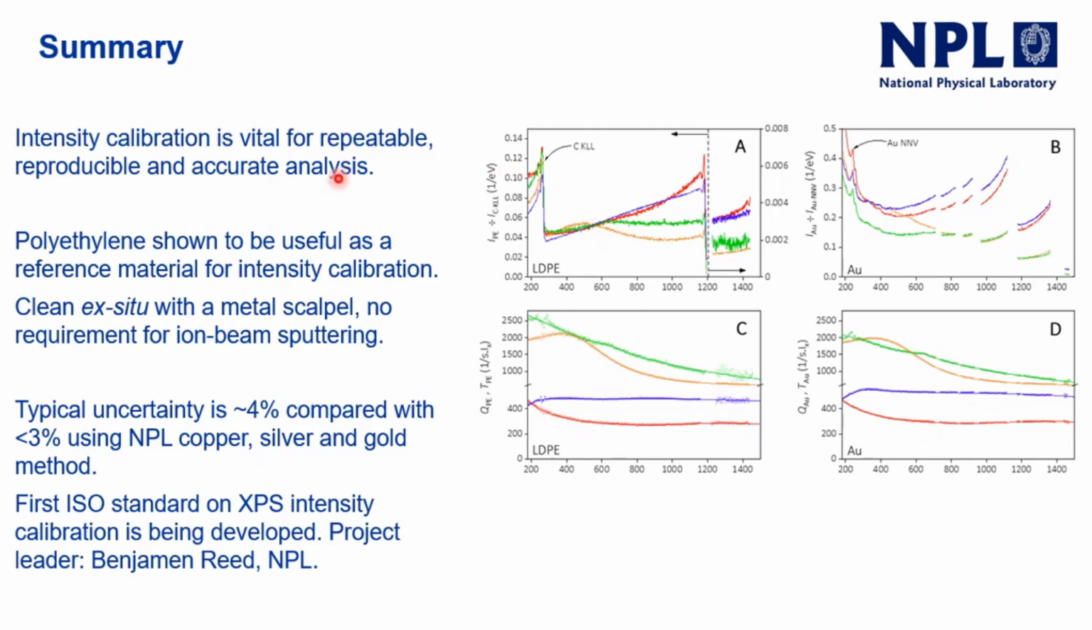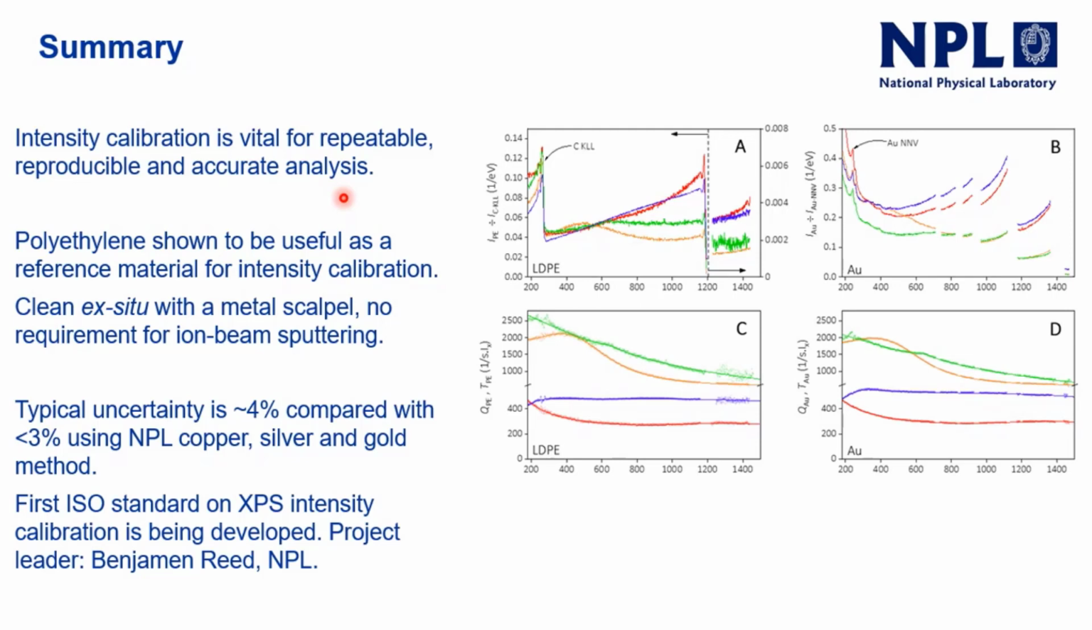So what I've done, I hope I've convinced you need to think a little bit about intensity calibration. And I know that Kratos have thought about it, and I know they have something for their silver anode, which is consistent with their aluminium anode. You can use polyethylene as a reference material, so that's public now and openly available.